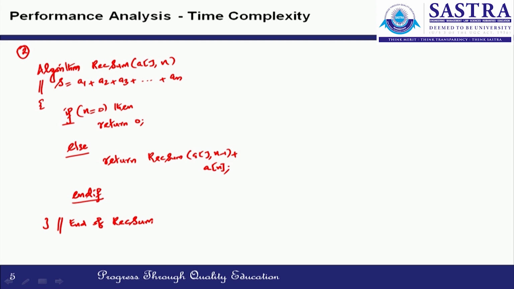Checking if n is equal to 0, the value 0 is returned, else the recursive procedure recursive sum is called. The actual parameter is initially A array comma n. In the next recursive call, the actual parameter is A array comma n minus 1, and the nth element is separated. Let us construct the columns.